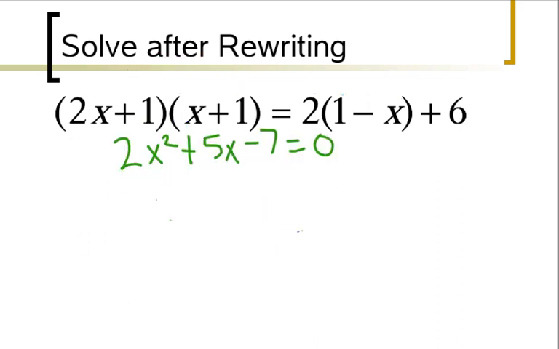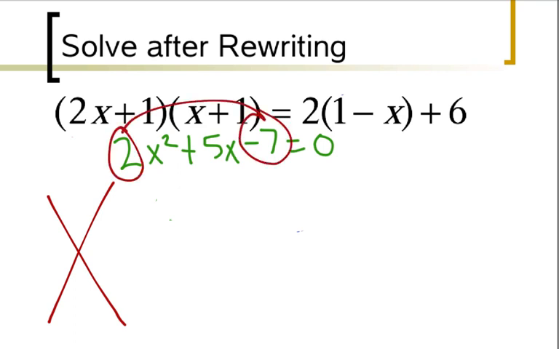Alright, now that I've rewritten it, we're going to solve using magic x to factor first. So I multiply the 2 times the negative 7 to get negative 14. And then I put my 5 on the bottom. And I work through my factors of 14 to get 5. And that's, of course, going to be our positive 7 and negative 2.